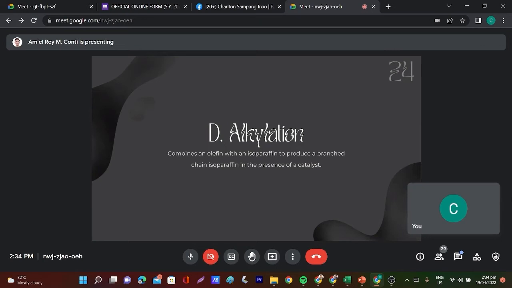Alkylation combines an olefin with an isoparaffin to produce a branched chain isoparaffin in the presence of a catalyst. Alkylation is done to produce high-octane components of gasoline. It is a type of gasoline that allows engine to have high compression ratios, meaning the machine will be able to extract more energy from the combustion process.